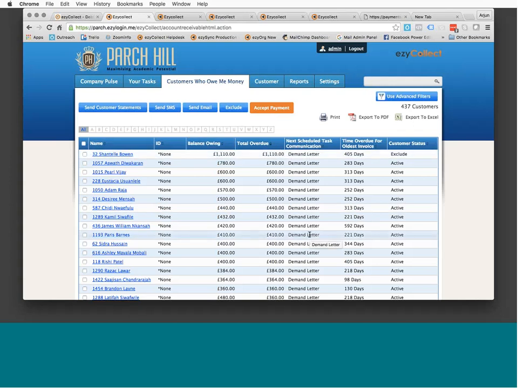And the great thing about ezyCollect versus EXO when it comes to this is we look at the actual due date when we're managing debtors, not the different aging buckets. So, in EXO sometimes a customer might be 30 days overdue because EXO looks at it from the invoice date. Within ezyCollect, we look at everything from the due date. So when you look at this customer listing here, you can see all customers, and you can see the total overdue amount as of their due date and the time overdue for their oldest invoice.